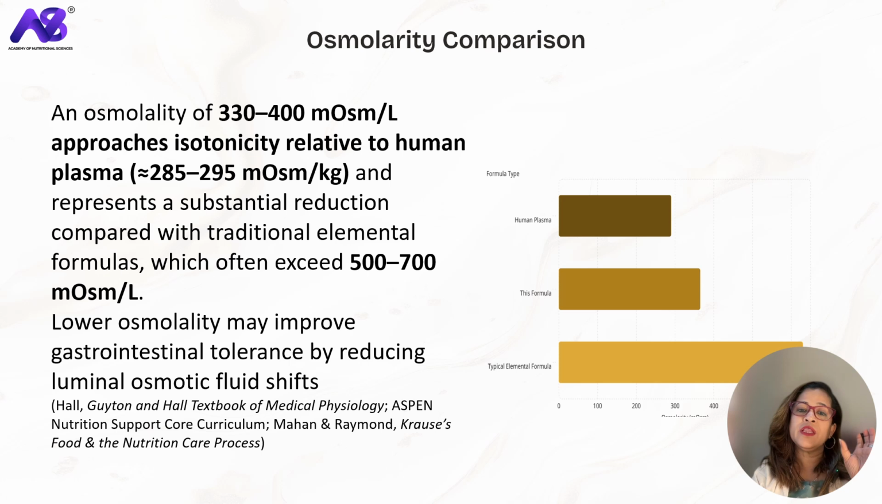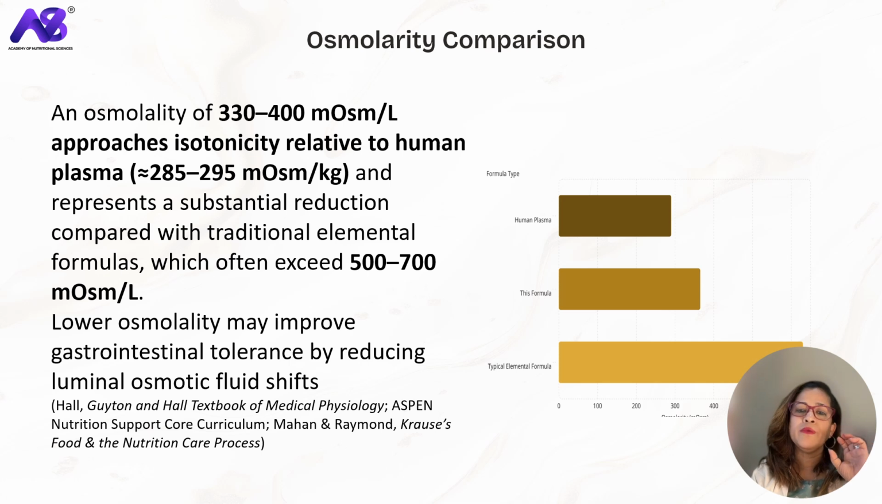So when we say 300 to 400 milliosmoles, this is isotonic relative to human plasma. Now human plasma is 285 to 295 milliosmoles per kg, and this represents a substantial reduction compared with the other formulas which may have very high values. So when you're reading your label, just take one glance at the osmolarity of that particular formula that you're trying to feed your patient.